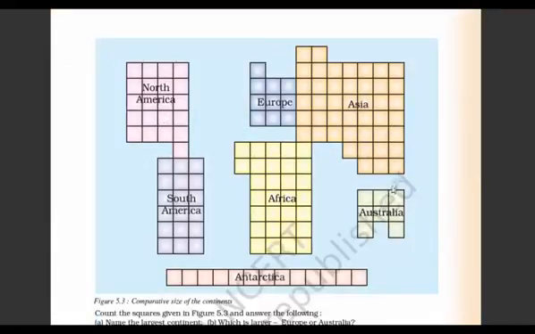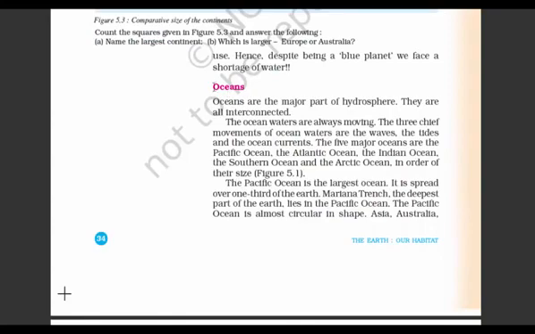Page 5. So in this picture you can see the block diagram of the entire continent. So it's easy to remember 7 continents, 1, 2, 3, 4, 5, 6 and 7. So you can also see the size of it and easily figure out which is small and which is the largest one. So in this page the main topic is oceans. Oceans are the major part of hydrosphere.